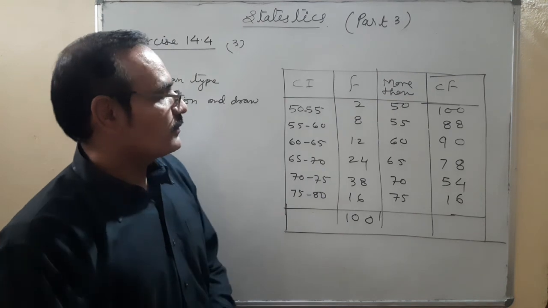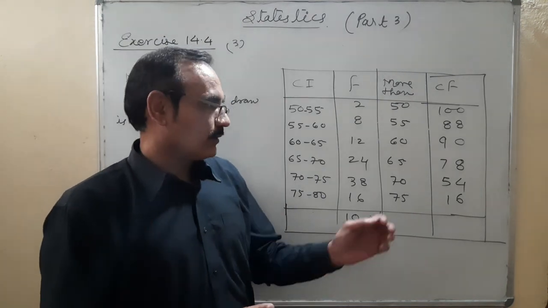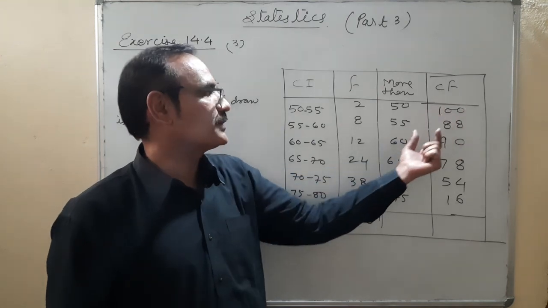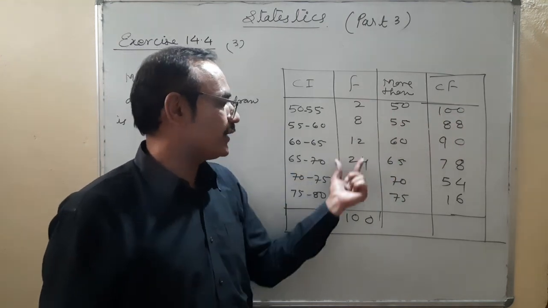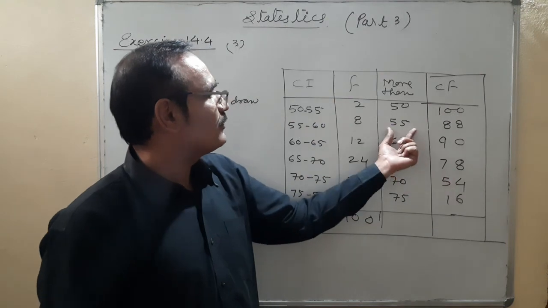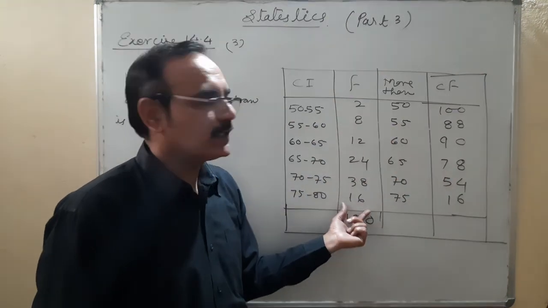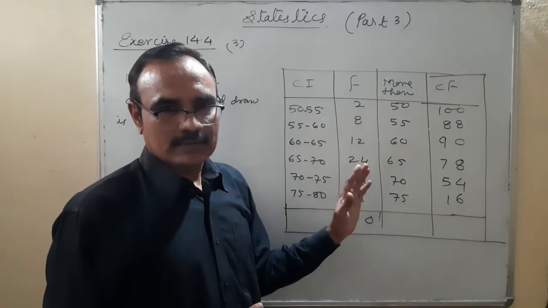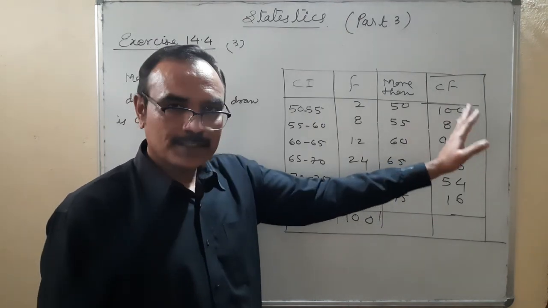By the way, without confusion, the simplest way I told you: simply more than 50, you add everything. More than 55, adding here to here everything. More than 60, adding these columns. Okay, the simplest way. Now you can check your solution.